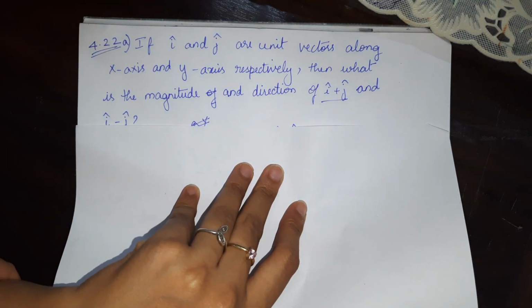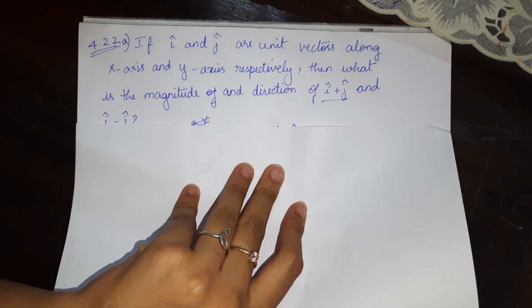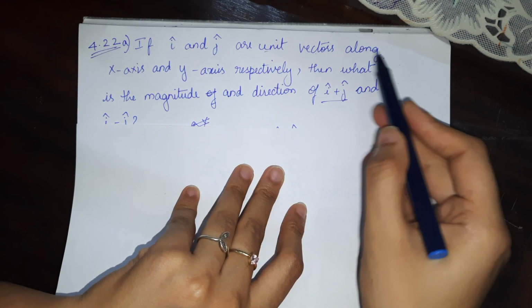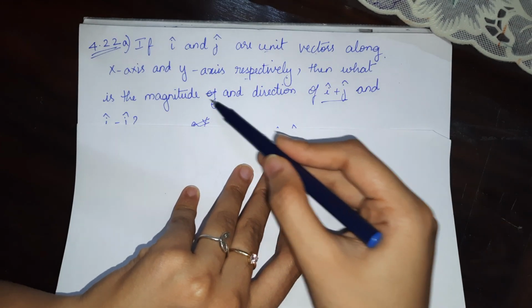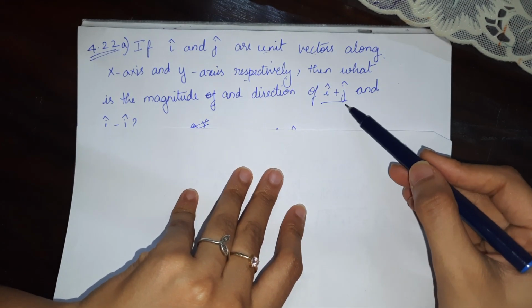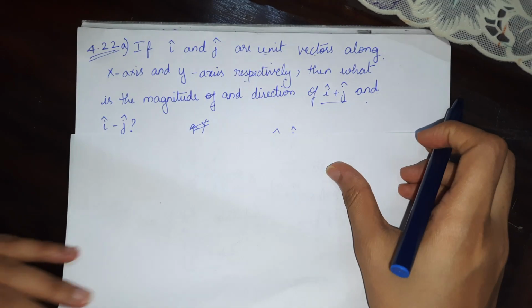So starting with question number 4.22a: if i cap and j cap are unit vectors along the x-axis and y-axis respectively, then what is the magnitude and direction of i cap plus j cap and i cap minus j cap? So this is your question.